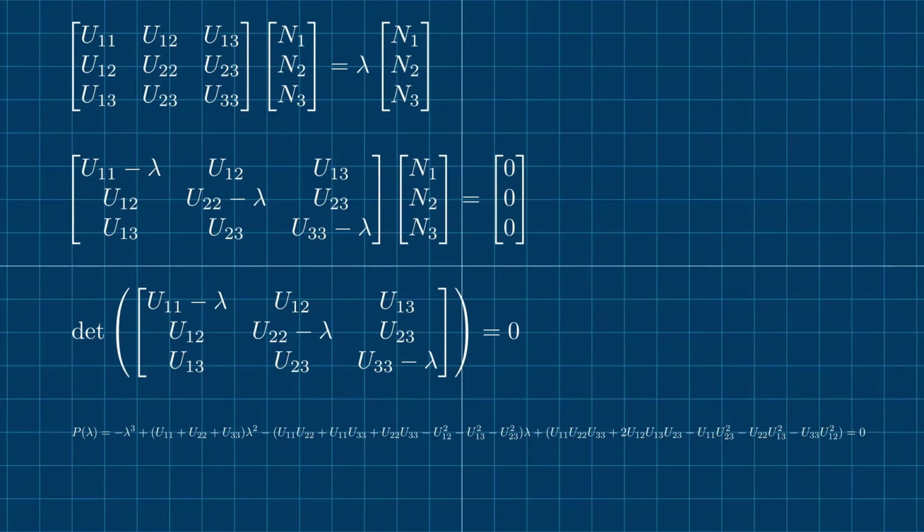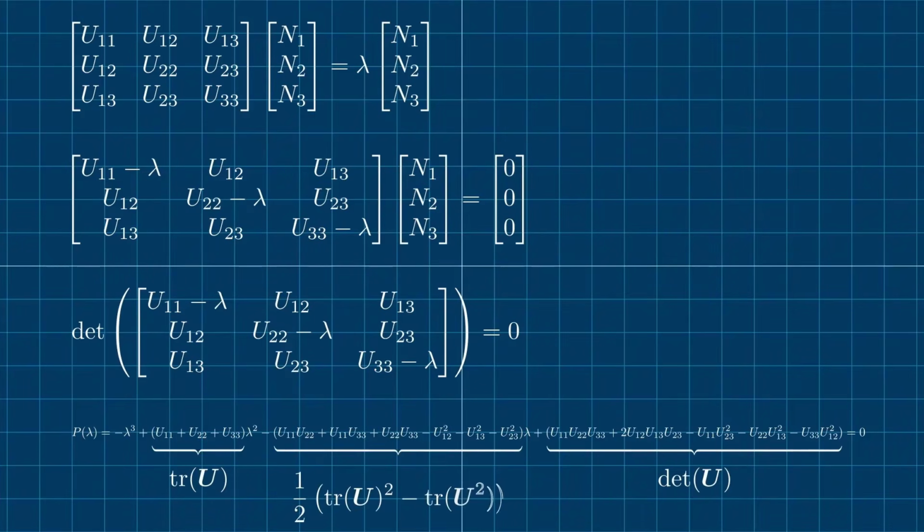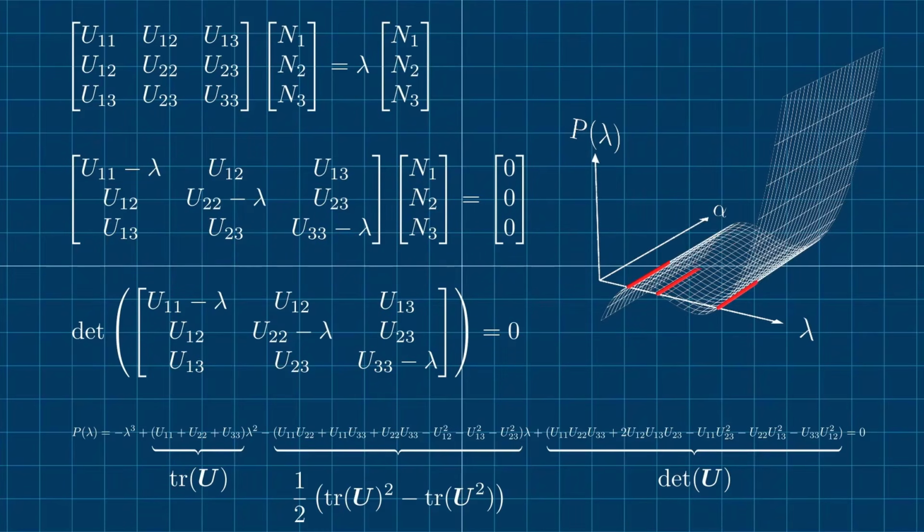We can also derive the characteristic polynomial in 3D, which is a third-degree polynomial. The coefficients of this polynomial are the trace of u, the determinant of u, and another term that we haven't seen before. This term equals 1/2 the squared trace of u minus the trace of u squared. Just like in 2D, the characteristic polynomial doesn't change if we rotate the tensor. The coefficients of the polynomial are therefore invariants, which we call the principal invariants.